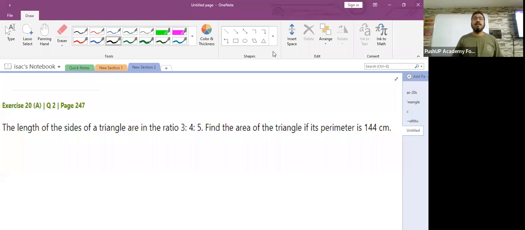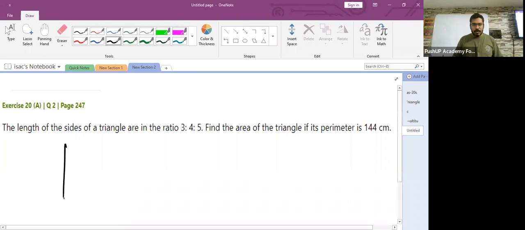So what they have said, the length of the sides of a triangle are in the ratio 3:4:5. This is a ratio based sum, children. Very good, Animesh. This is a ratio based sum. So if you want to understand the sum very clearly, children, I will draw a figure for you.